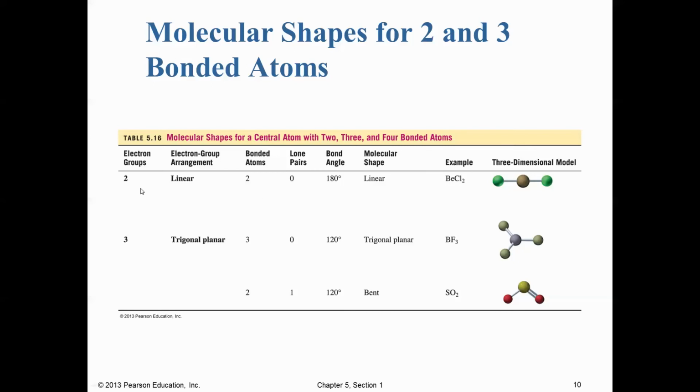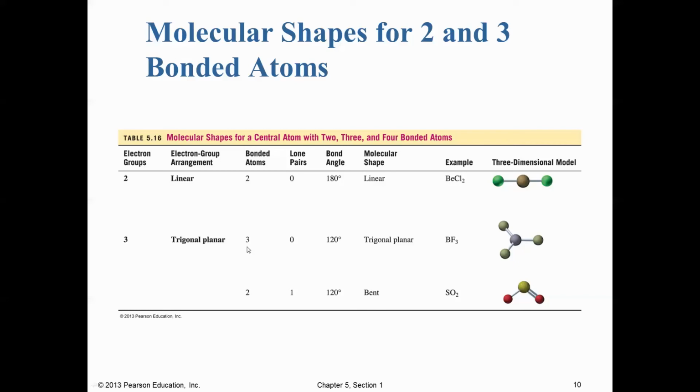But once we look at our dot structure, if we happen to have 2 bonded atoms and 0 lone pairs around our central atom, so again, around our central atom, if there's 2 bonded atoms and 0 lone pairs, our shape is going to be linear. And so we refer to this as 2 electron groups. The electron groups, again, are items around our central atom.